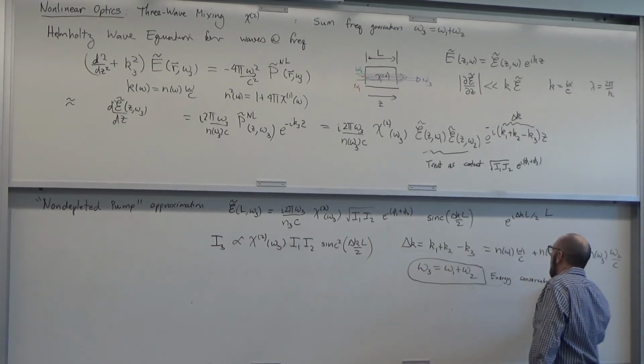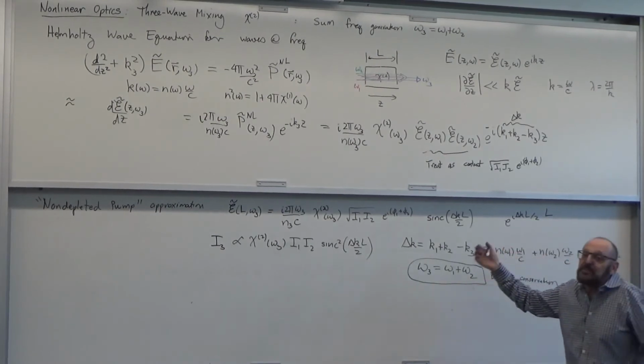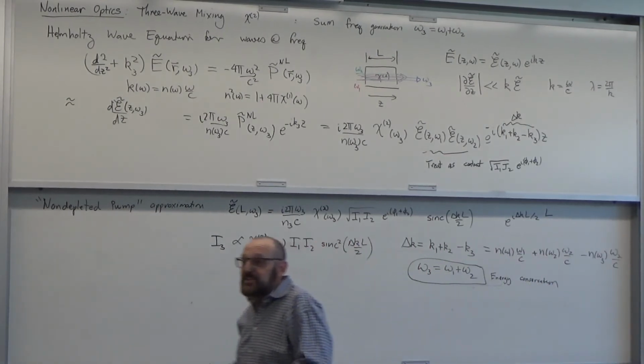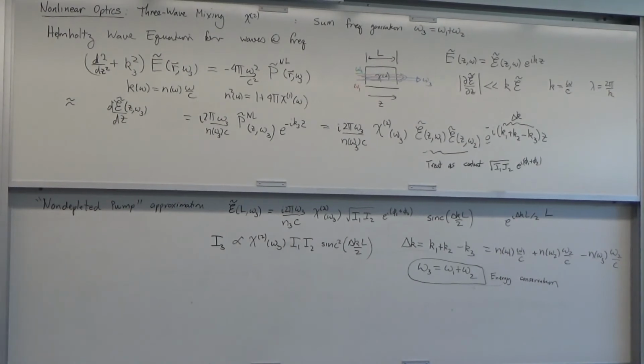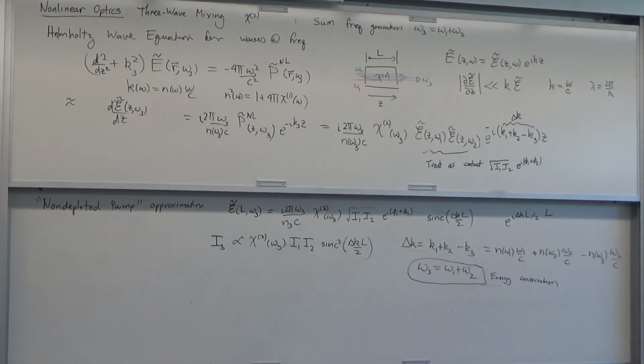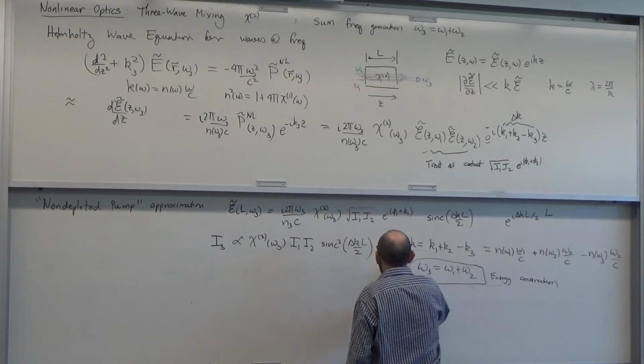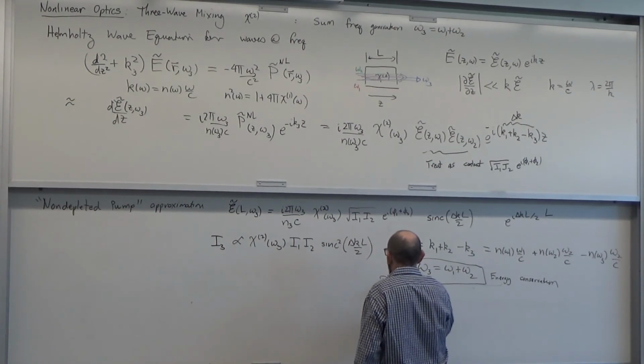But that doesn't automatically imply that this is 0. Why not? It depends on the dispersion. If the index of refraction is a function of frequency, then that's not necessarily going to match in the same way. But if I could rig it up in such a way that that would be true and set this to be 0, then the system is said to be phase matched.